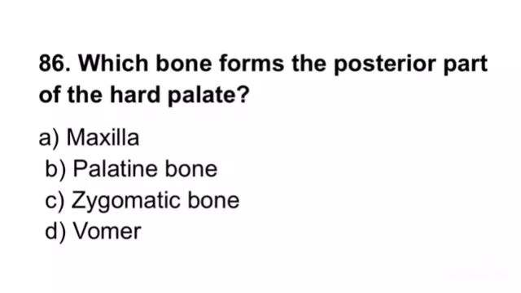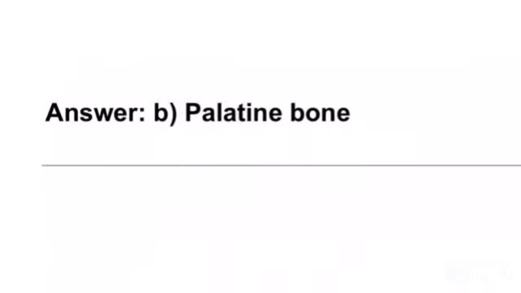86. Which bone forms the posterior part of the hard palate? A. Maxilla. B. Palatine bone. C. Zygomatic bone. D. Vomer. Answer, B. Palatine bone.